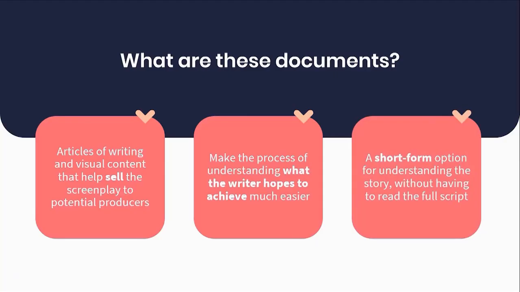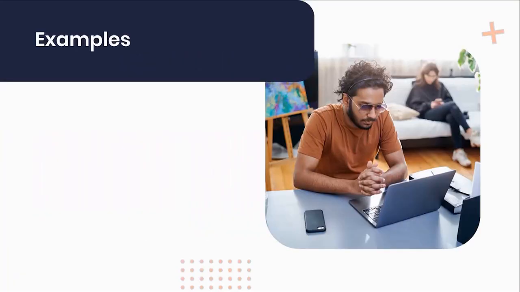Scripts tend to run between 90 and 120 pages, so that is a chunk of something to sit through. And these short form options allow your film to make its case more easily without having to present its full self to the reader. Here are some examples of ancillary documentation.